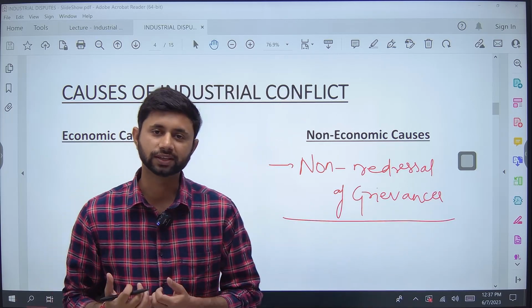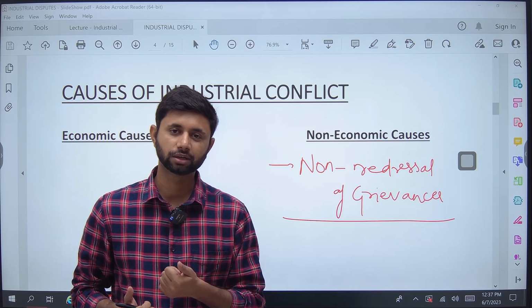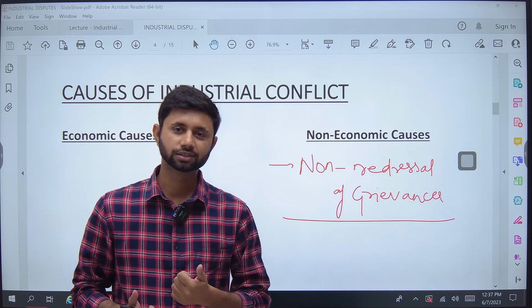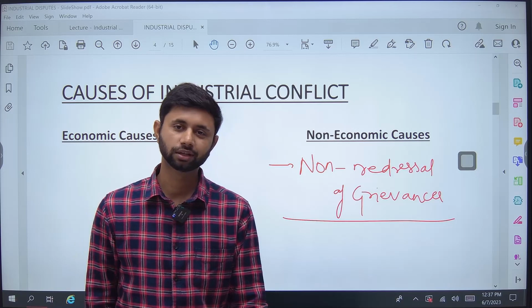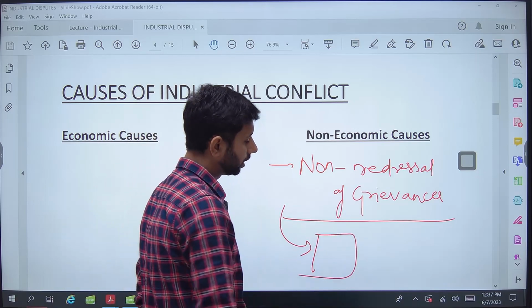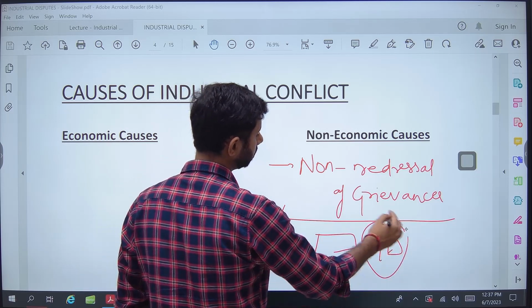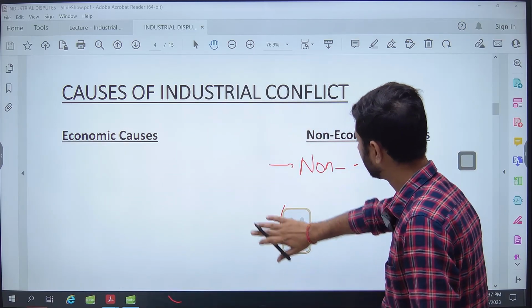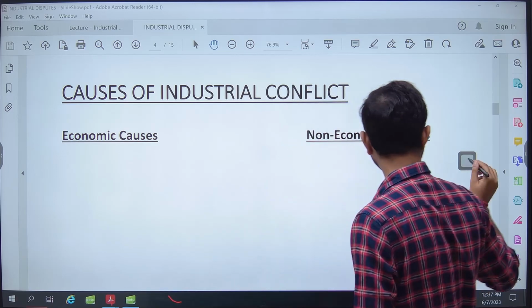When a worker thinks that even if I take my issue to the management, the management is not even approachable, and even if it is approachable, it is not responsive towards the issues of workers, then obviously these things will get saturated at one point, and then it will break out into industrial dispute. So these are the basic economic and non-economic causes that cause industrial disputes.